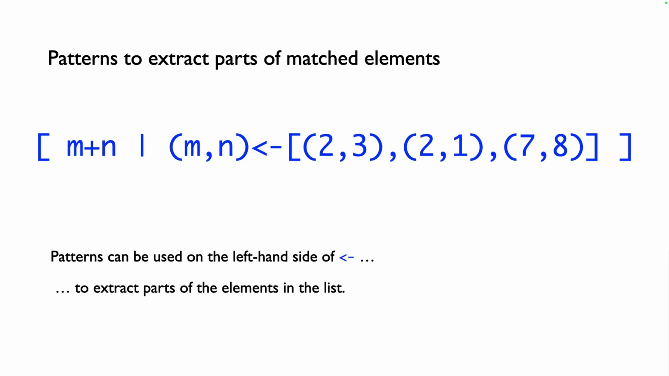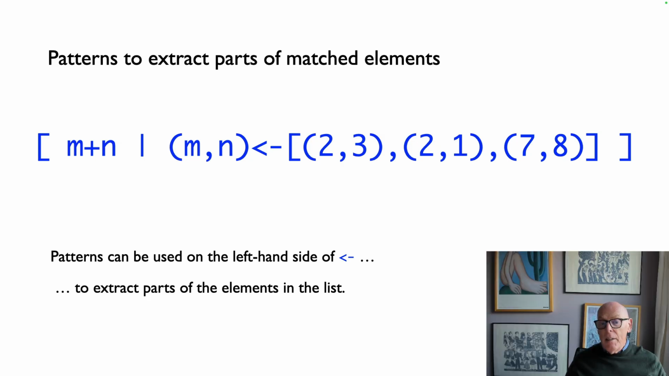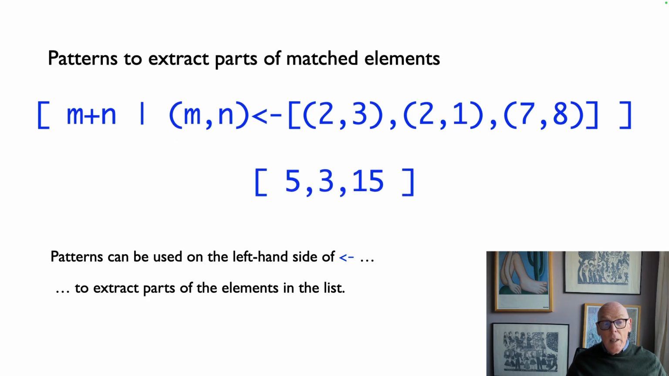We can use patterns on the left-hand side of that leftward facing arrow to extract parts of the matched elements. So here we say, let's take pairs m, n from this list of pairs 2, 3, 2, 1, and 7, 8. And what we do with them is we add the two halves together. So we get m plus n, where m is 2 and n is 3, so we get 5. We then get 3 from the pair 2, 1, and then 15 from the pair 7, 8. So we can use patterns to extract parts, which we then transform in different ways.